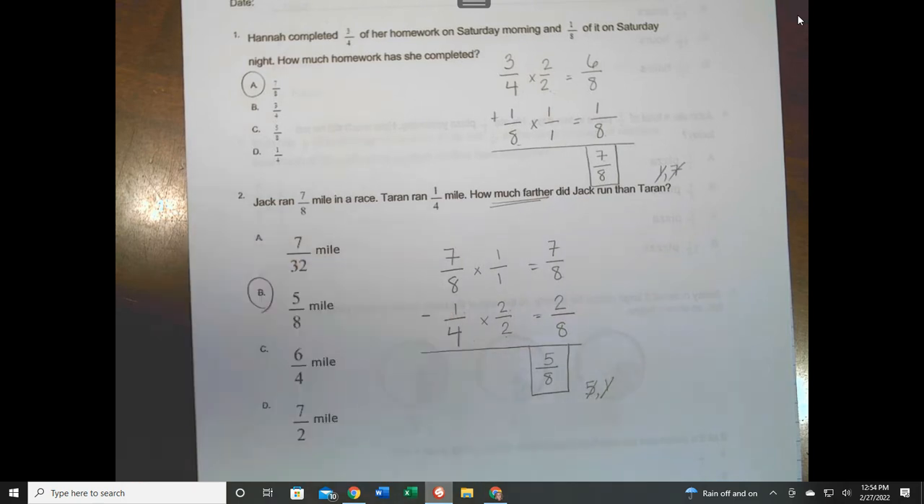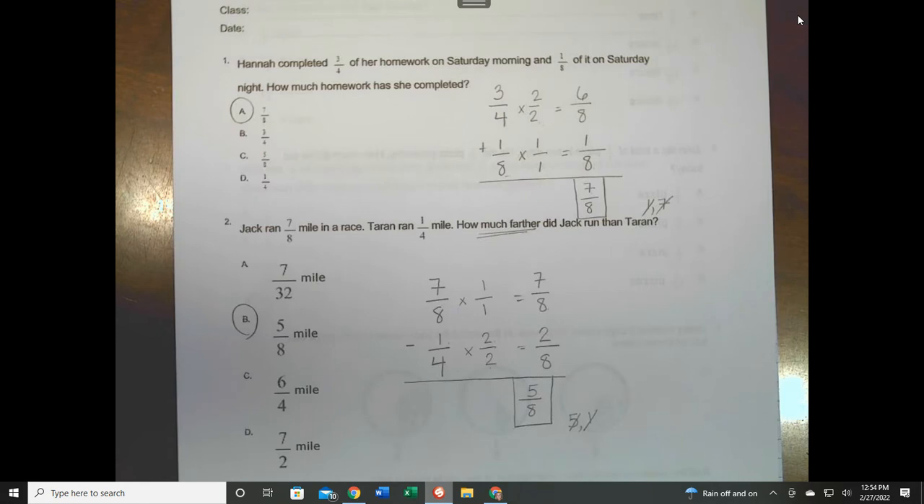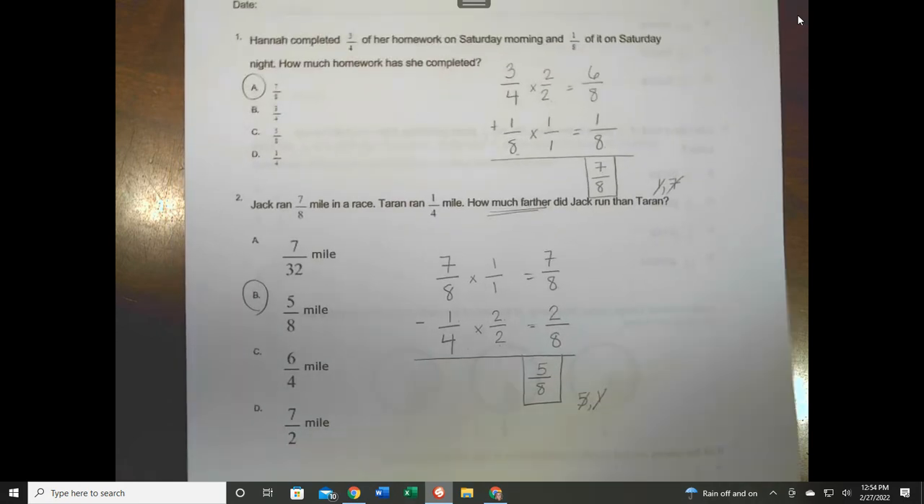Our answer is B. So again, hopefully you're looking at what you're missing or what mistakes you're making or where maybe some of your misunderstanding is. All right, let's move on and let's look at question number 3.